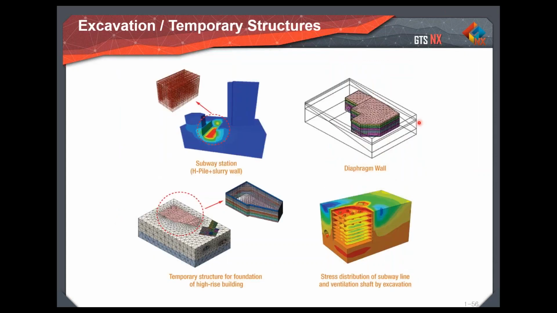And this is a diaphragm wall. And this is the tunnel subway line. Basically, we have a subway line, and this might be an excavation for your subway station or any other purpose. Even this type of condition can be easily done in construction stage analysis in GTS NX. This you can find here.